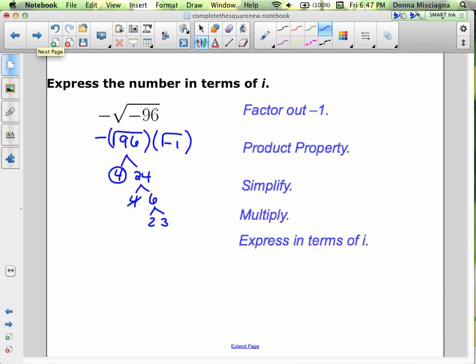Right, so when I simplify this, we're going to have negative. The 4 can come out of the radical, and square root of 6 is stuck. And we still have to deal with the square root of negative 1. Well, we know that's i, right? So we're going to have, and actually we'll just write it over here.